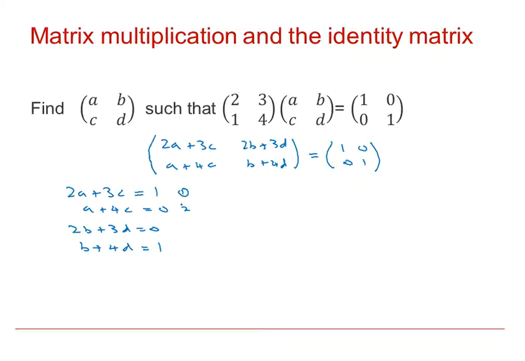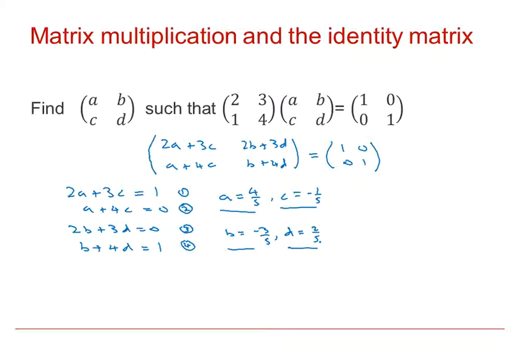If we solved the first two equations simultaneously, we would get a equals 4/5 and c equals minus a fifth. And if we looked at the next two equations simultaneously, we would get b equals minus 3/5 and d equals 2/5.